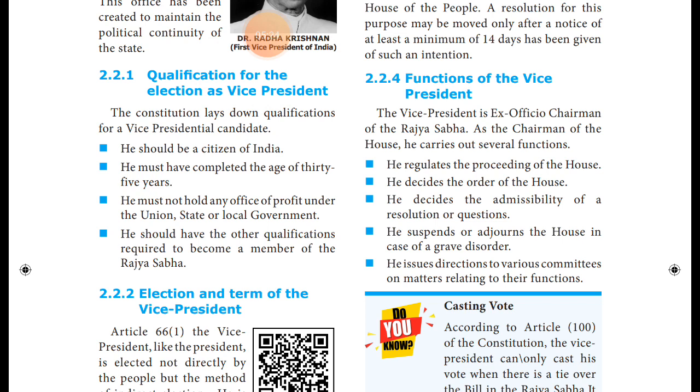Only it is possible to remove the president of India. And what are the privileges of the president? You know that he is not answerable to any court for his mistake. So this is the privilege of the president. The next, this is what we have done so far, students.